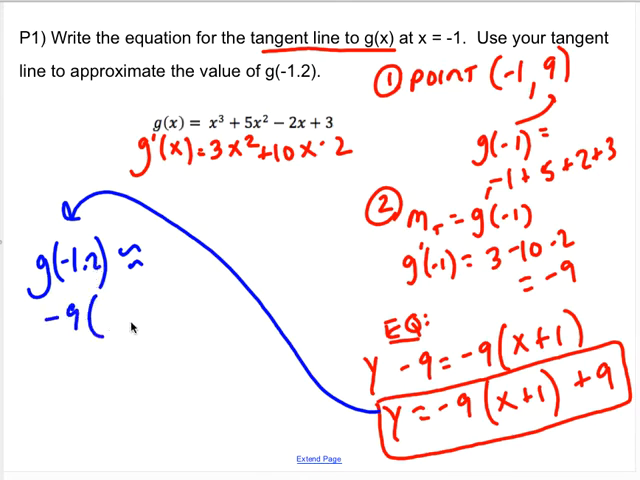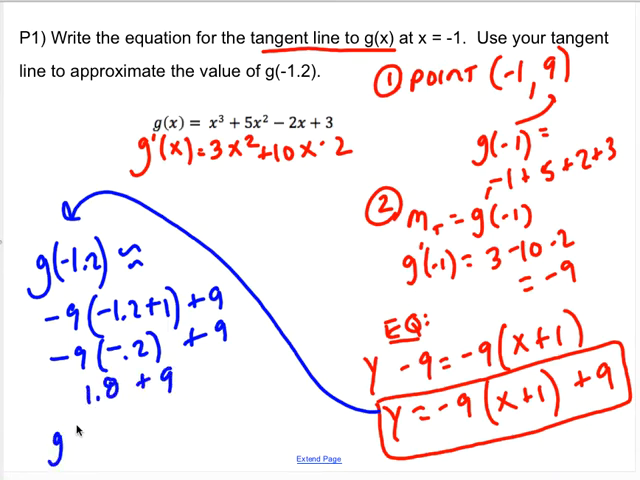So -9. Now when I plug in a -1.2 plus that 1, again, it's going to be easy mental math, right? This is going to be a -9 times a -0.2 plus 9. Well, that's a 1.8 plus 9, which means that my g of -1.2 is approximately a 10.8.